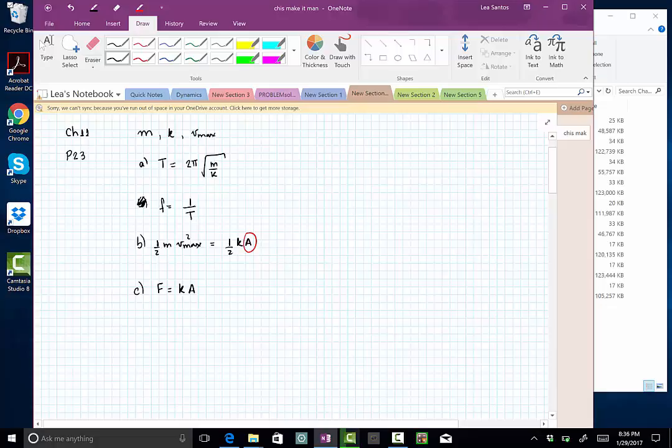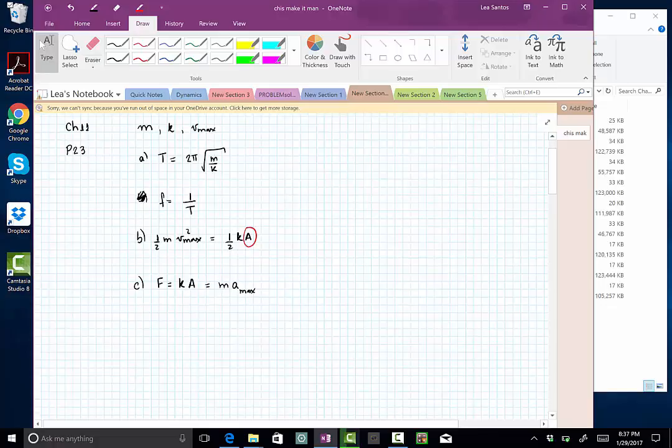Okay, A here means the amplitude. But we know that the equation for the force is always ma. At maximum displacement, at the amplitude, the force is maximum, so the acceleration is maximum. So from this equation here, we can find the acceleration because we have everything. k and m were given to us, and the amplitude we just found. Okay, now let's go for part D of the problem.